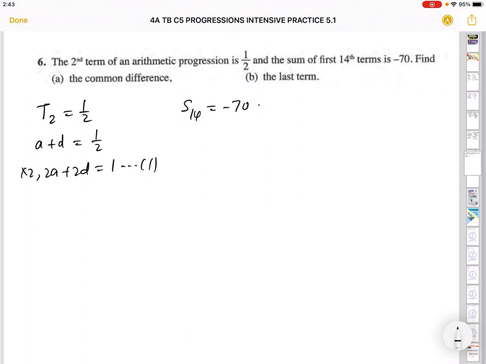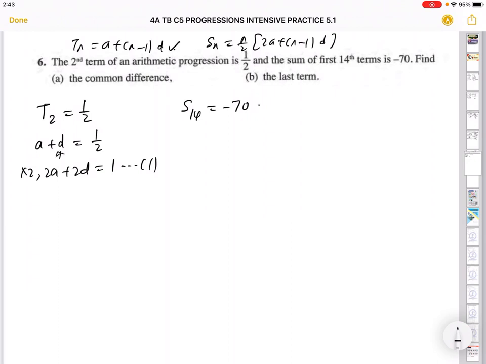As for S14, by the way, I need to write this down in case you all don't remember. This is Sn equals n over 2 times 2a plus n minus 1 d. For the first equation, I'm using the formula for Tn. By the way, I hope you know why this is 1d.